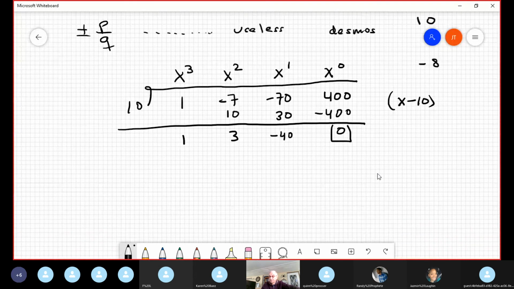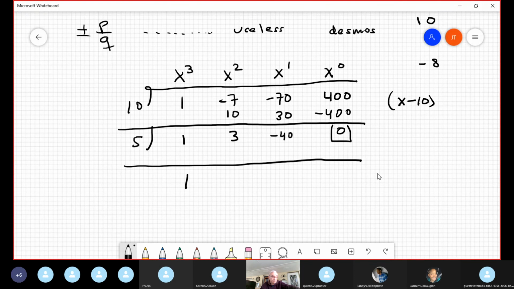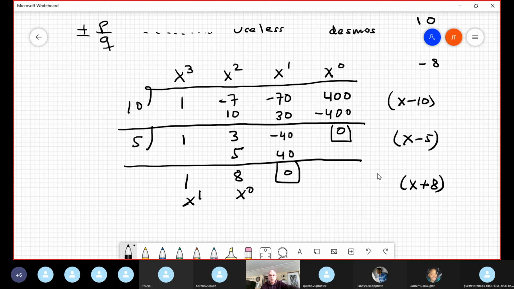Let me try 5. I don't know why I like the positive first, but it doesn't matter, the order. Bring down 1. Multiplication by 5, then 40. Wow, 0. So the factor x minus 5 belongs to the problem. And the last factor is x plus 8, because the positive is that number.